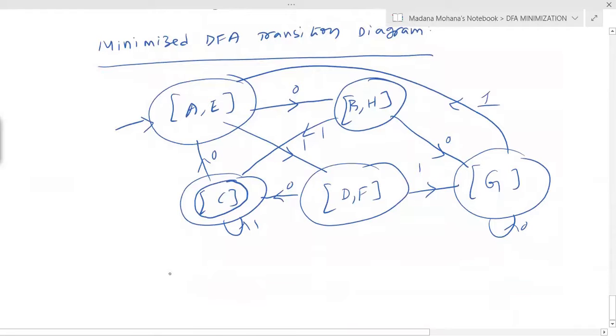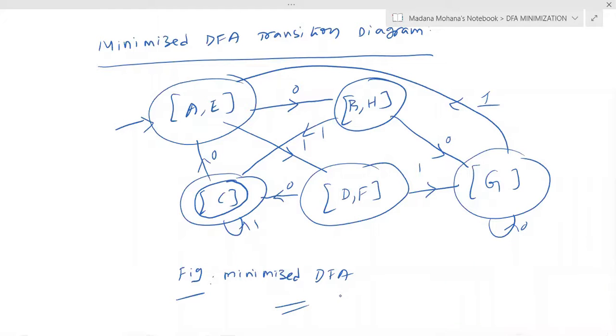Now this is the minimized DFA. You can see in the original problem, we have the states A to H. Now A and E are merged, B and H are merged, D and F are merged. So 3 states are reduced, merged with existing ones. So a total of 8 states become 5 states here. Like that, we have to construct the minimized DFA.